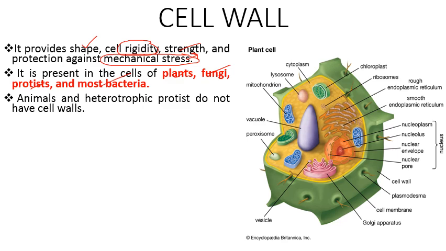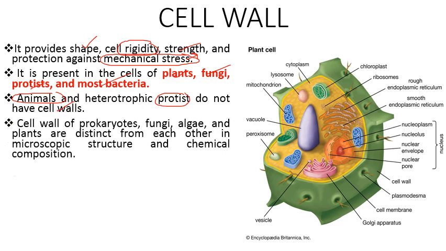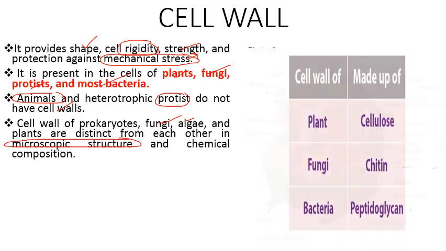There are some exceptions, like animal cells and heterotrophic protists. They do not contain a cell wall. जो animal cells हैं और heterotrophic protists हैं, इनमें cell wall missing होती है. They don't have a cell wall. So the cell walls of prokaryotes, fungi, algae and plants are distinct from each other in their microscopic structure and chemical composition. तो ये जो सभी organisms हैं, इनकी cell wall का जो chemical constitution है and their microscopic structure, they vary from organism to organism.